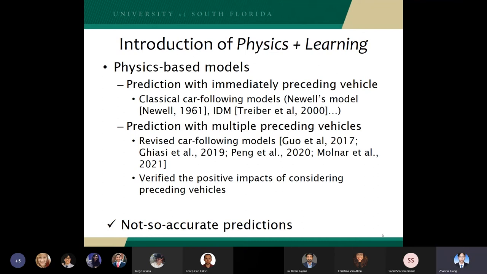Researchers have adopted physics-based models to predict vehicle trajectories for decades. These models are usually car-following models, and it has been verified that using multiple preceding vehicles will improve the prediction performance. But these physics-based car-following models have a low dimension and a simple model structure, thus leading to not so accurate predictions.